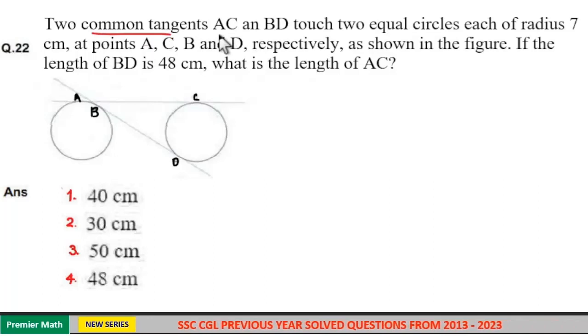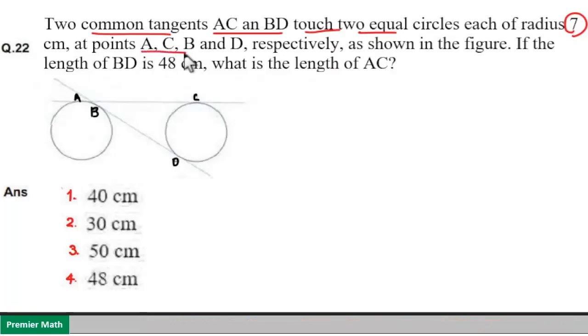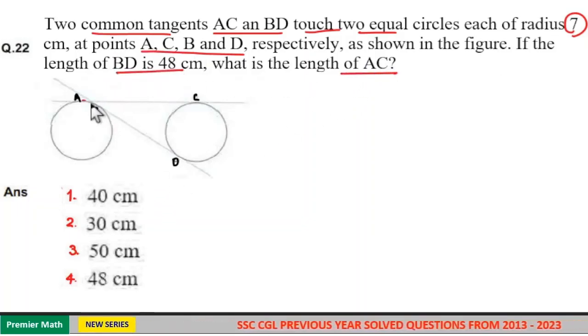Two common tangents AC and BD touch two equal circles each of radius 7 cm at points A, C, B and D respectively, as shown in the figure. If the length of BD is 48 cm, what is the length of AC? So here we have to find out the length of common tangent.